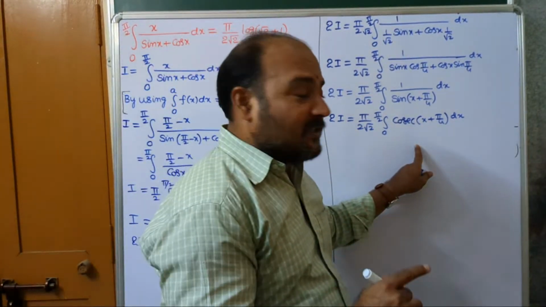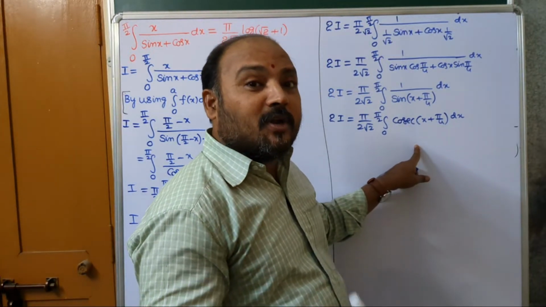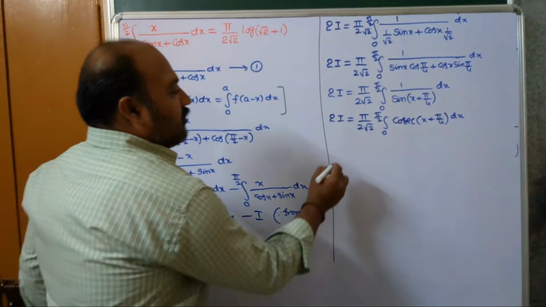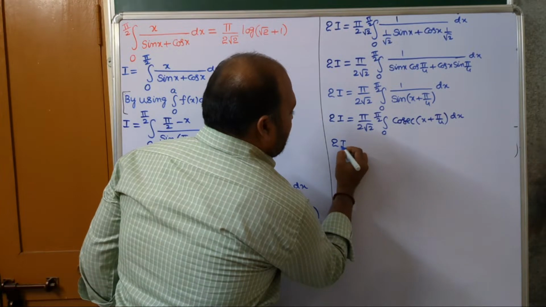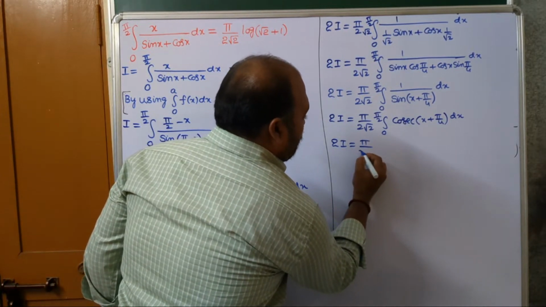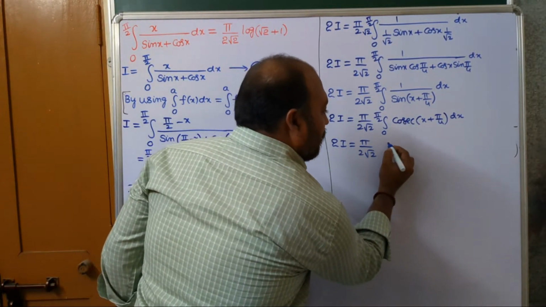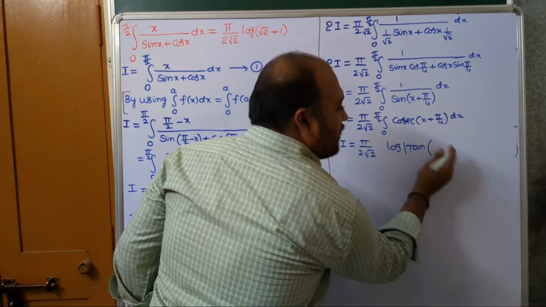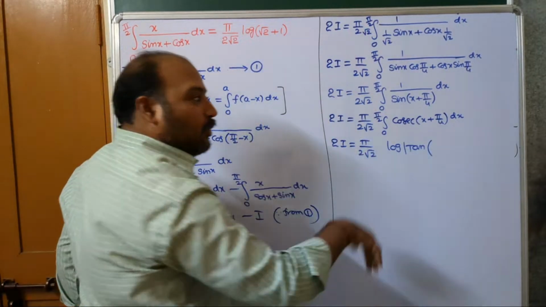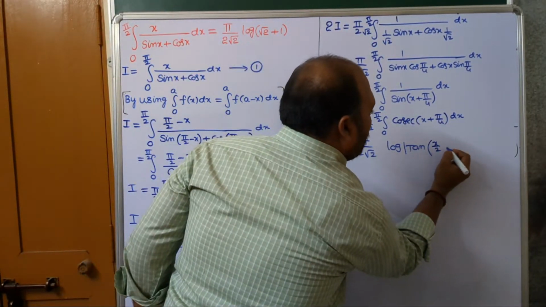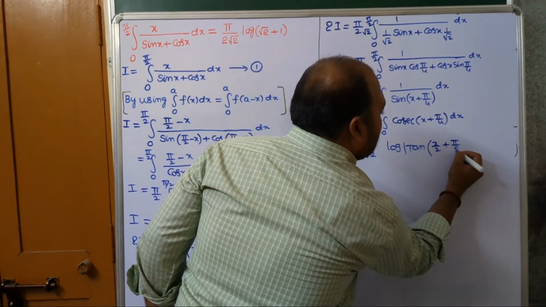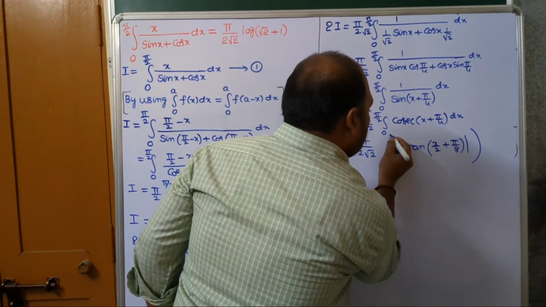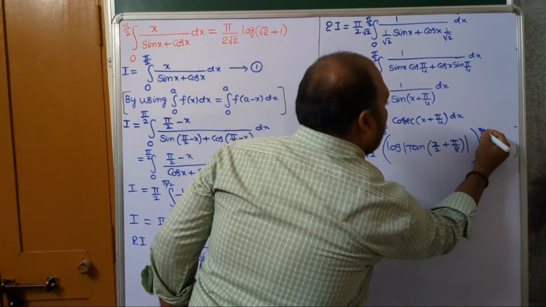Integral of cosecant x is the formula log mod tan x by 2. So 2I is equal to pi by 2 root 2 log of mod tan x by 2. The x value is x plus pi by 4 by 2, so tan of x by 2 plus pi by 8. Applying the limits 0 to pi by 2.